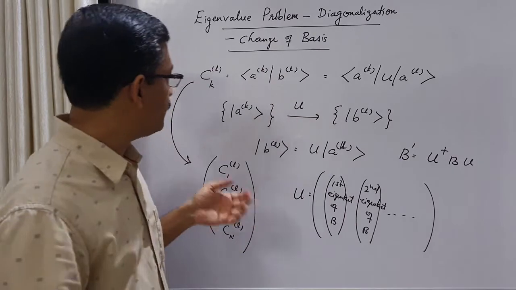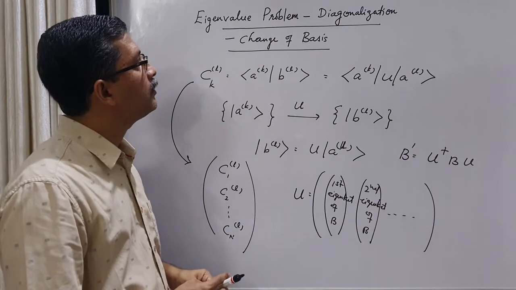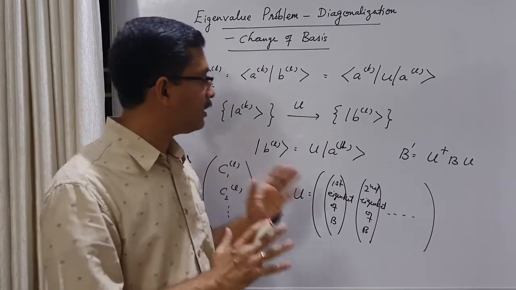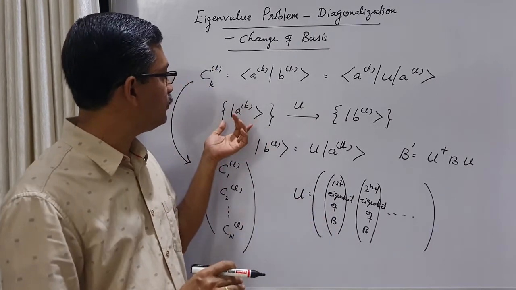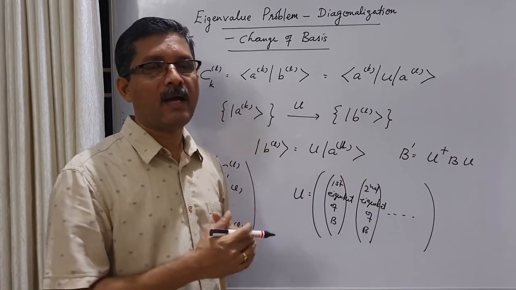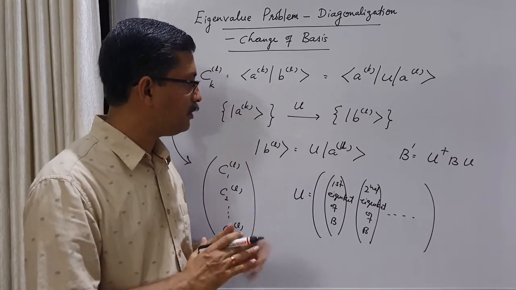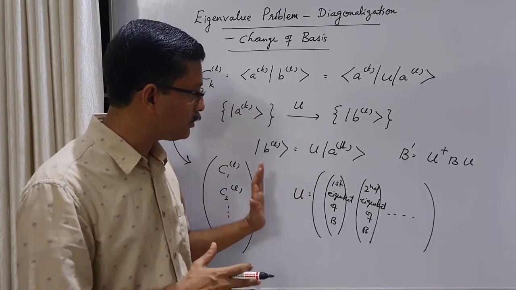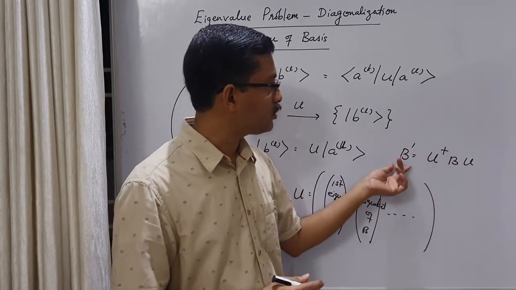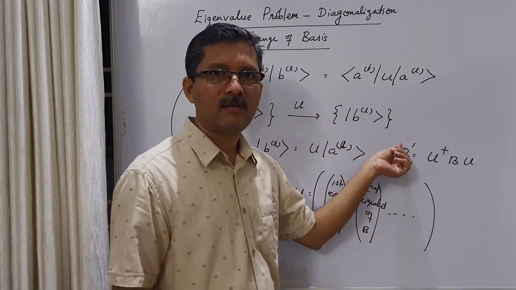So what we have established is that solving the eigenvalue problem of an operator, in other words, diagonalizing an operator, is equivalent to finding the correct unitary transformation for the change of basis from an old basis to the new basis, where the new basis is the eigenbasis of the operator. When you construct such a unitary operator and do the unitary transformation, the new operator will be diagonal, and the diagonal elements will be the eigenvalues.